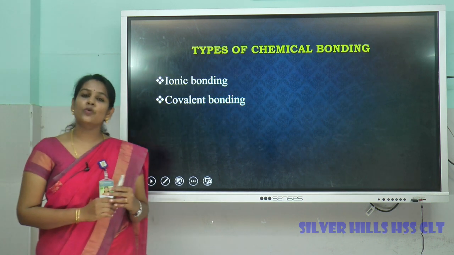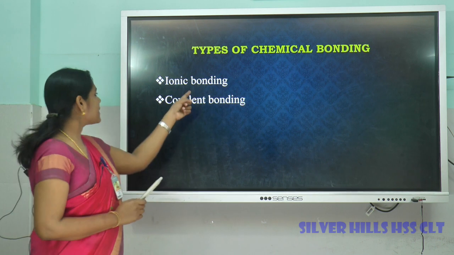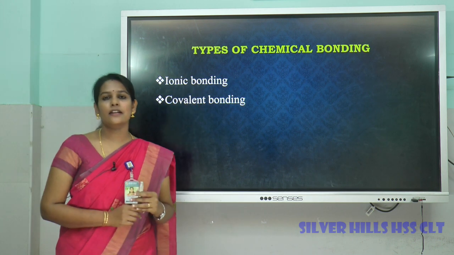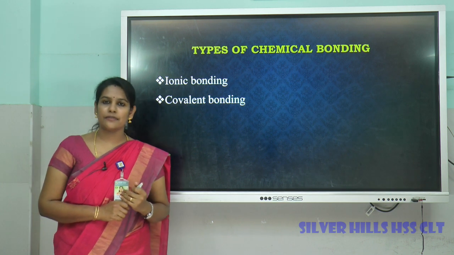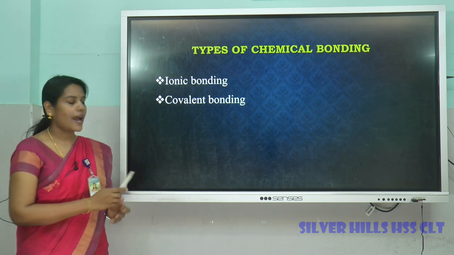There are mainly two types of chemical bonding. First one is ionic bonding and the second one is covalent bonding. So here we will discuss in detail these two types of chemical bonding. So first type is ionic bonding.